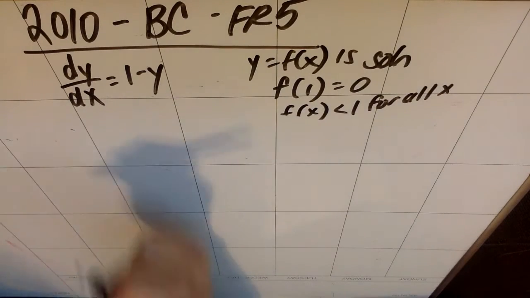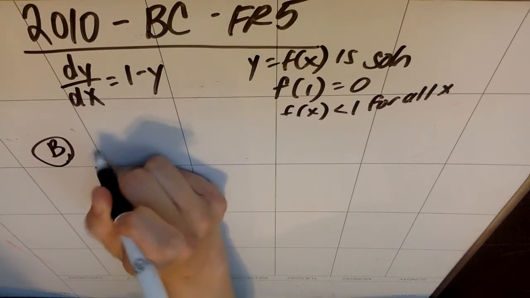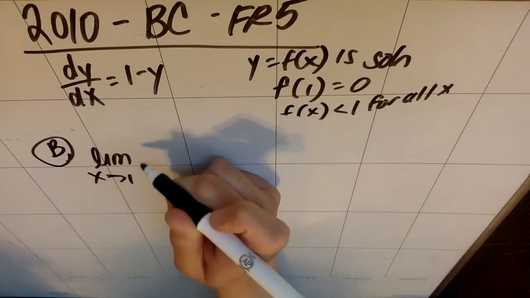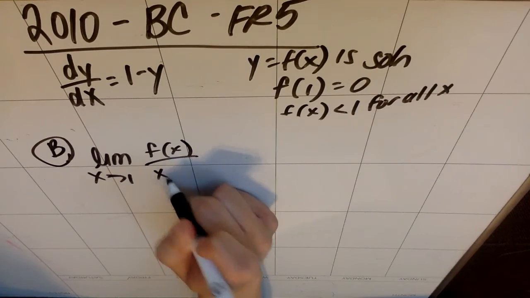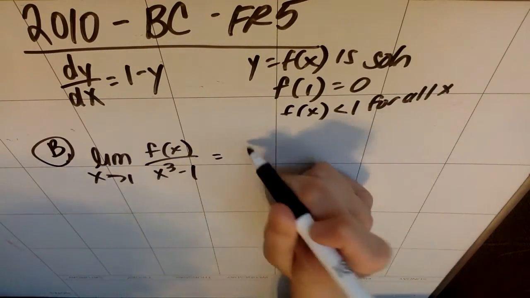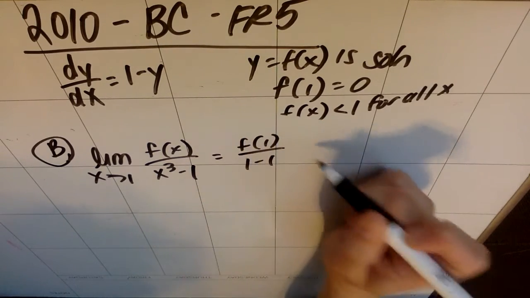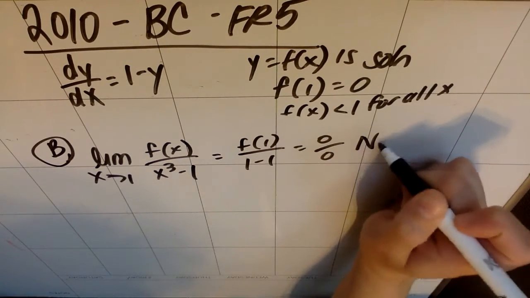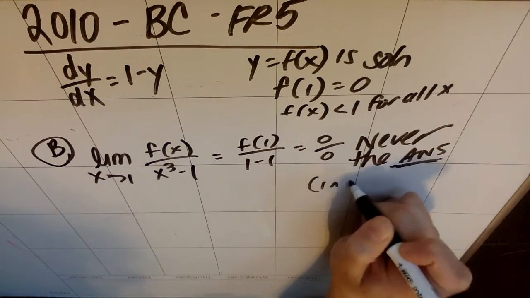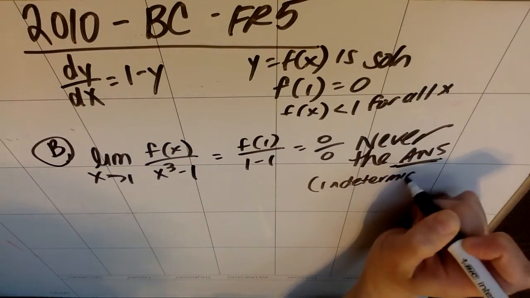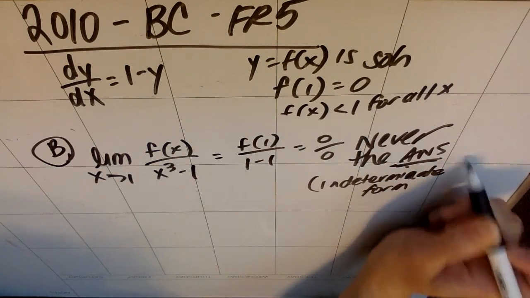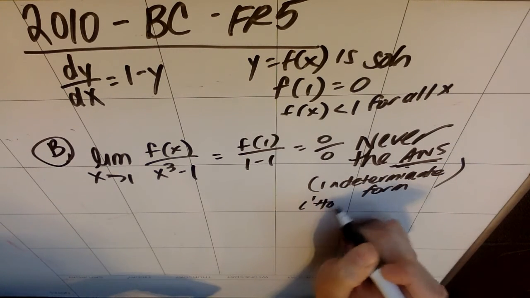All right, so part B asks for the limit as x approaches 1 of f of x over x cubed minus 1, right? Well, we could try to plug in first. There's nothing wrong with trying to plug in, and you get f of 1 over 1 minus 1, but you get 0 over 0, which is literally never the answer, right? It's never the answer because this is an indeterminate form.